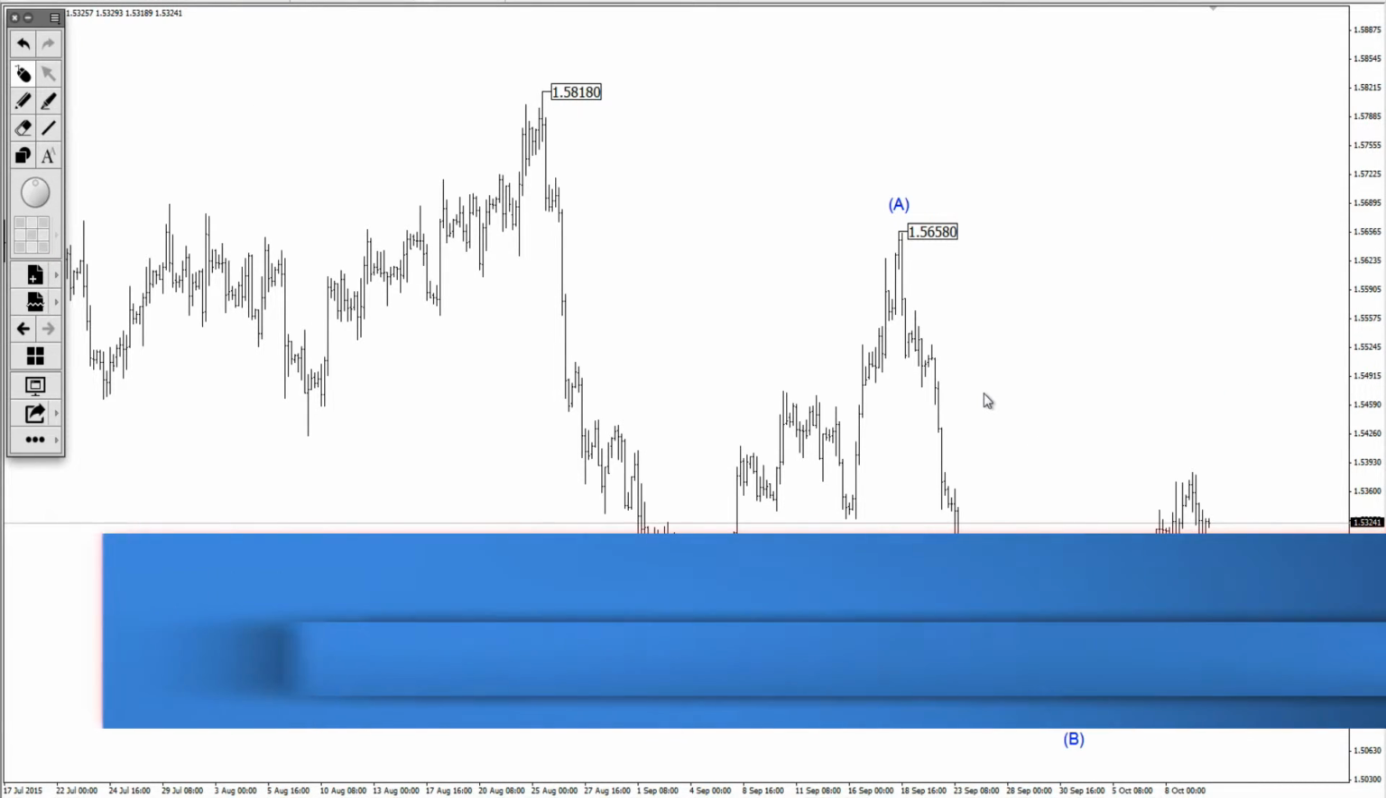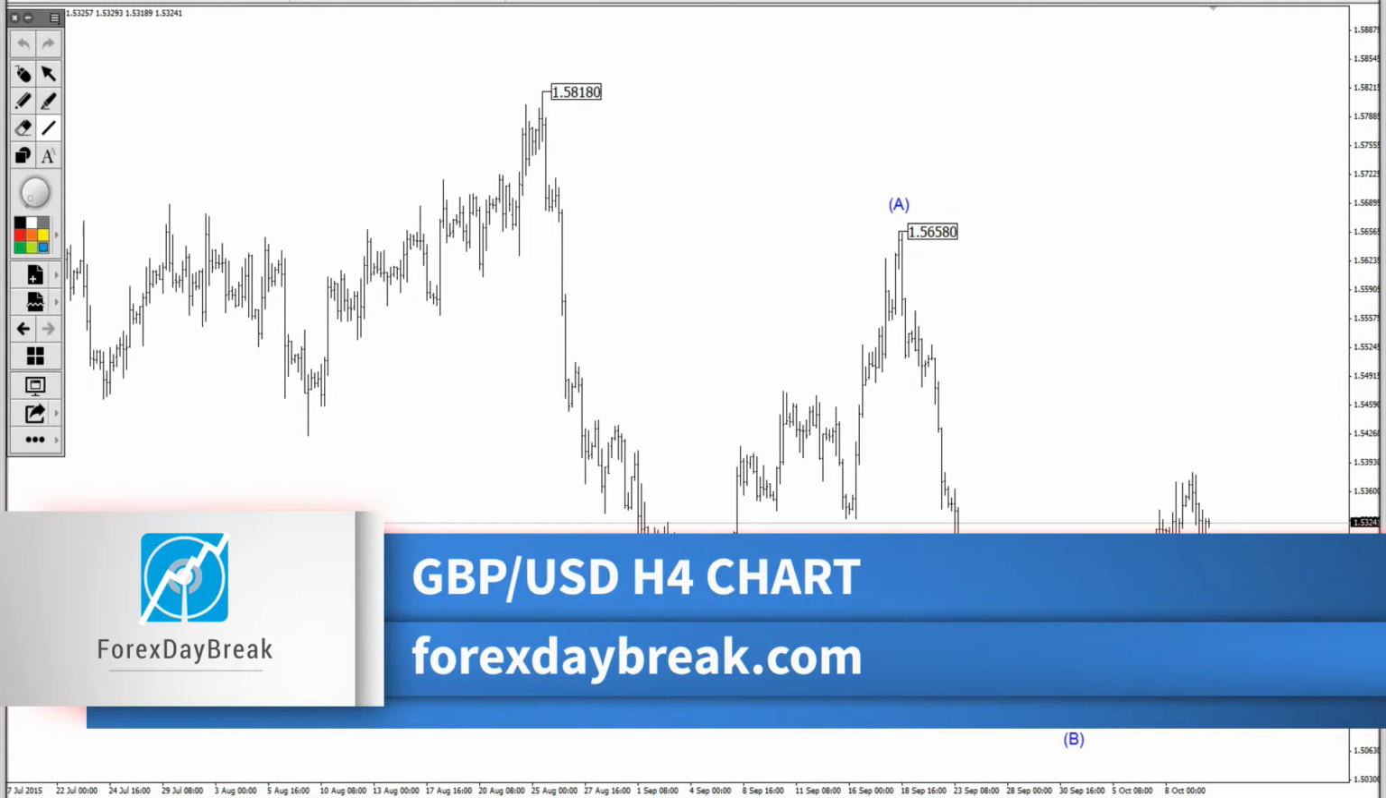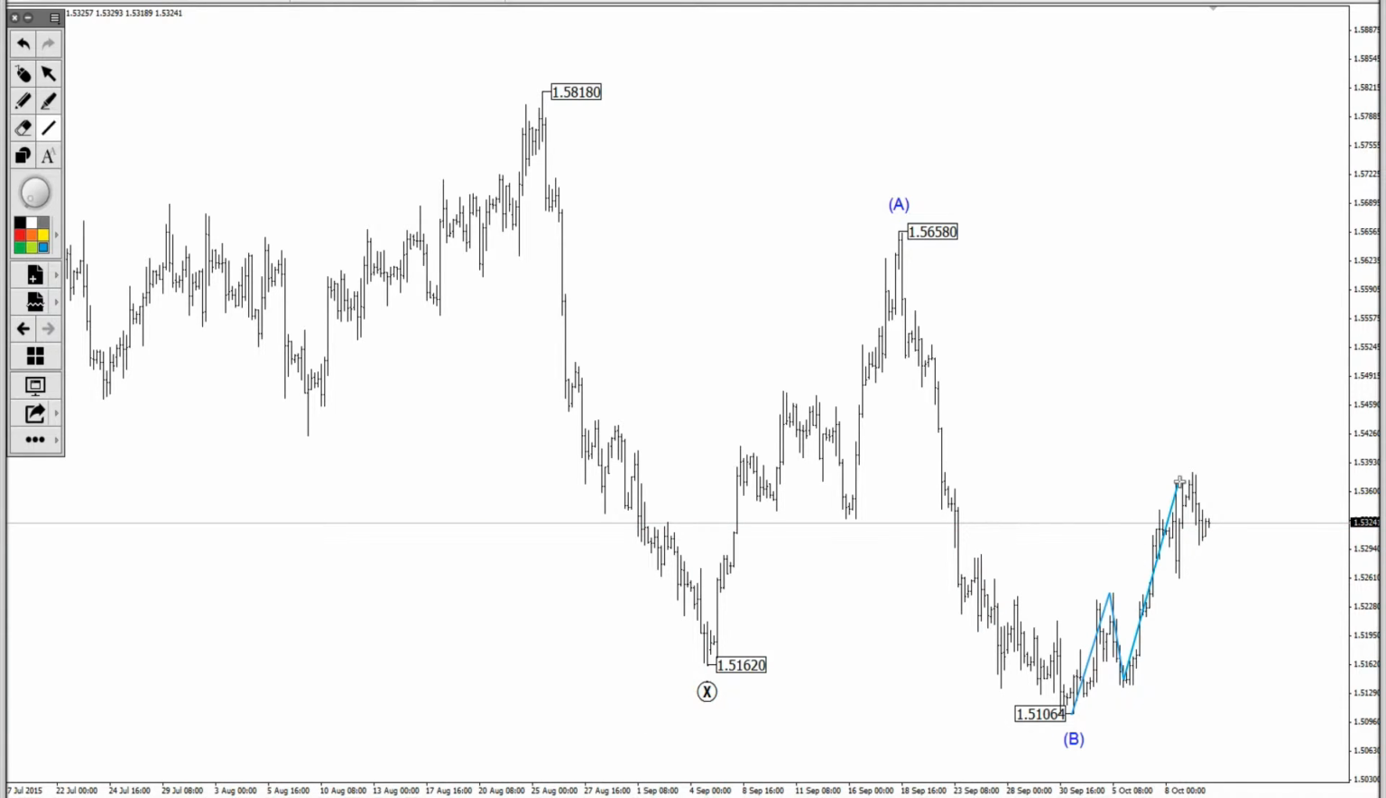Okay, next is pound dollar. Pound dollar, my wave count here is proposing more upside. Perhaps we will see one more small wave higher before a correction. There's a five-wave structure unfolding here, so perhaps we will see more upside on this pair.